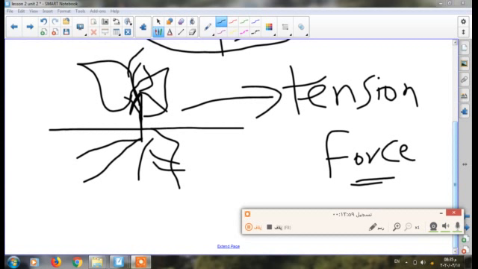Homework: page 48, write the scientific term, complete the following statements, and give reasons. Page 49. So the homework is page 48 and page 49.